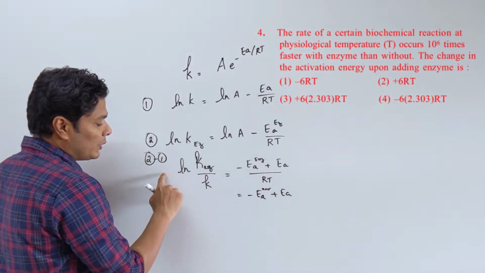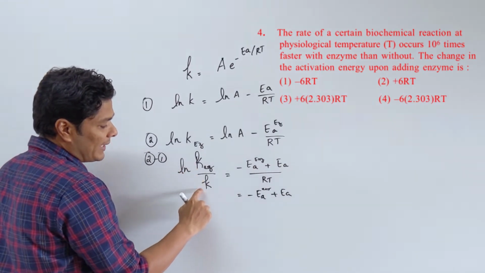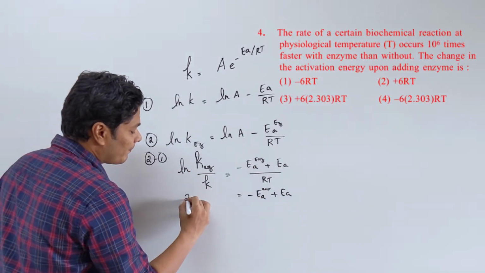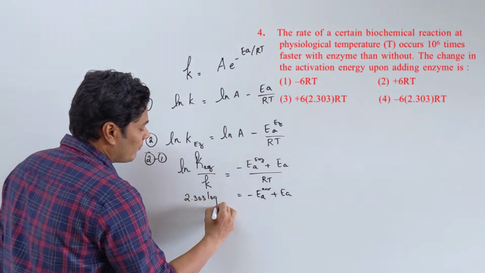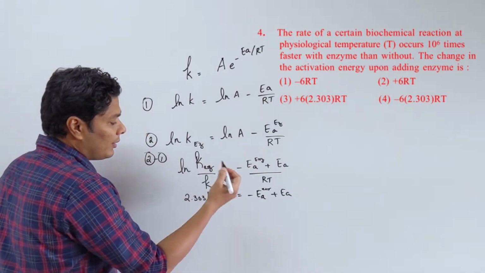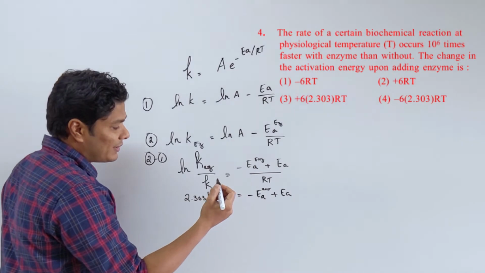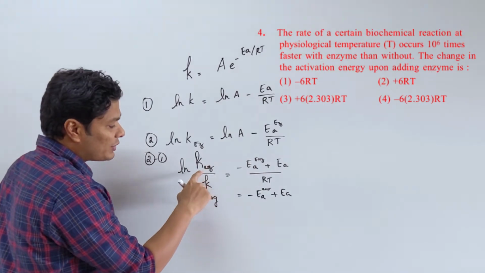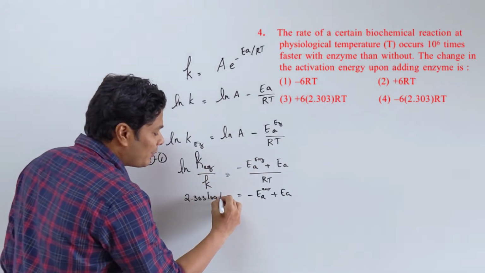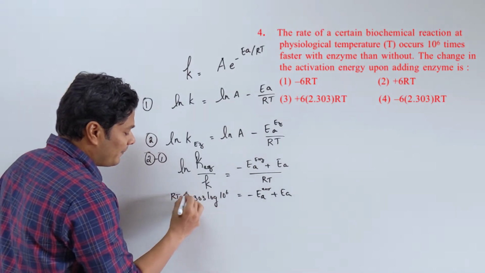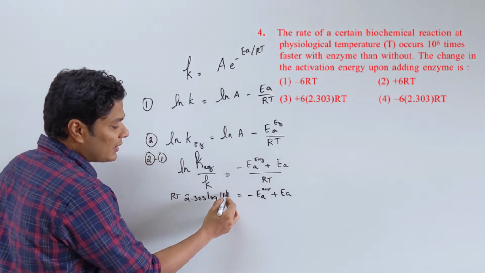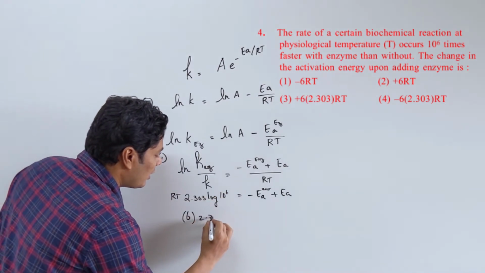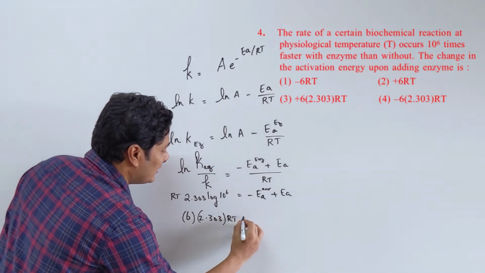I can take ln of k enzyme by k as 2.303 log of k enzyme by k. The reaction is 10 power 6 times faster. Now we have seen in the kinetics lecture that rate is proportional to rate constant, for the same concentration. So the difference in rate I can put here, and the RT can also be multiplied here. So log of 10 to the power 6 would be 6 log 10. So I have 6 times 2.303 times RT equals this quantity.